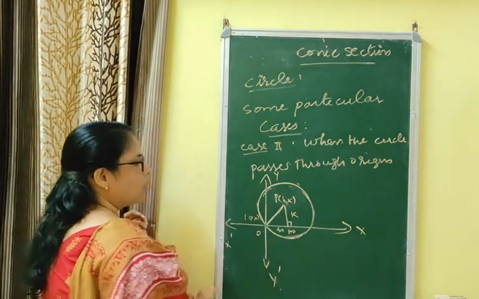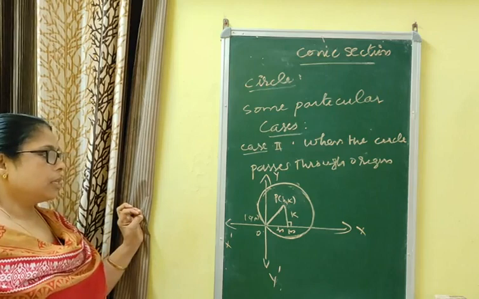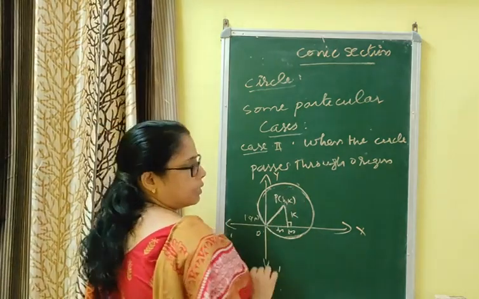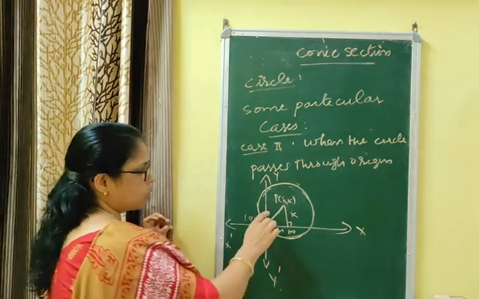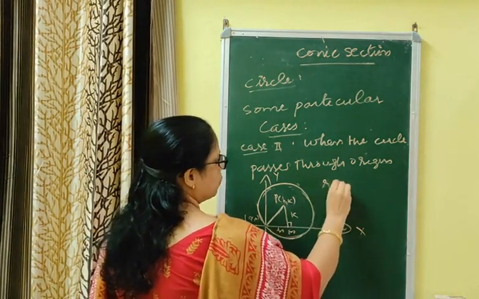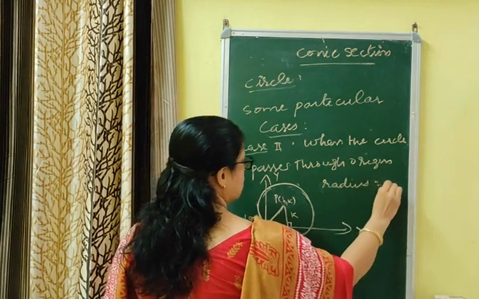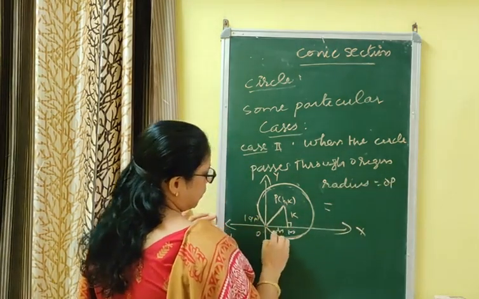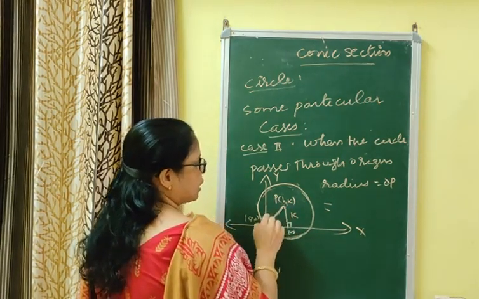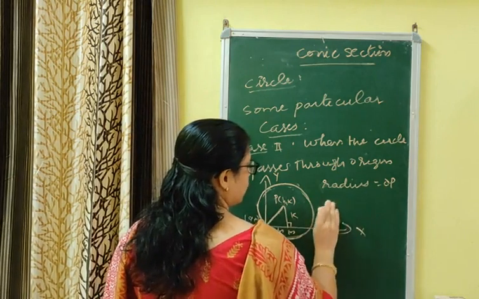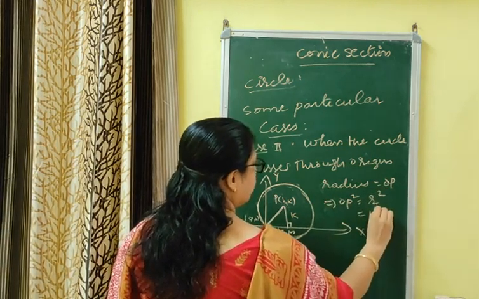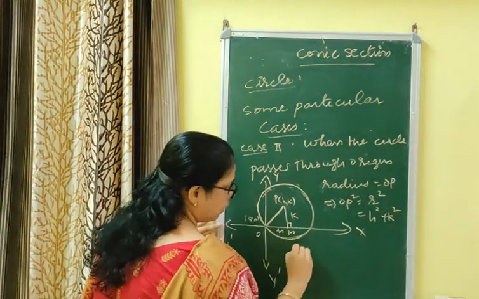Now we are given only one condition: the circle is passing through the origin, having center (h, k), and in the central form (x minus h) whole square plus (y minus k) whole square equals r square. How can we find the radius? The radius is equal to OP. Either you can use the Pythagoras theorem, h square plus k square equals r square, or you can use the distance formula. Then you will get OP square, which implies OP square equals radius square equals h square plus k square.